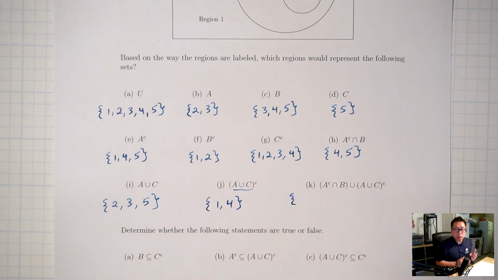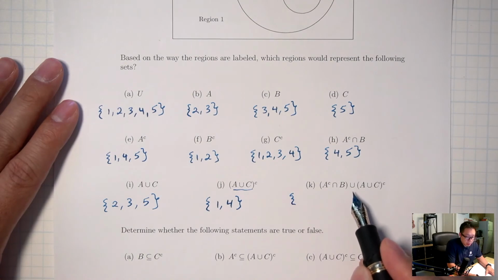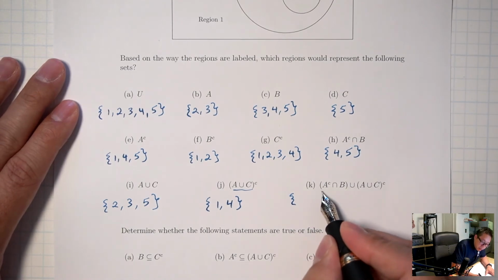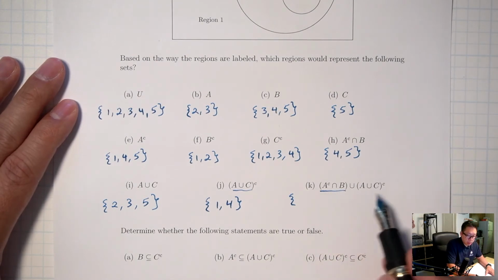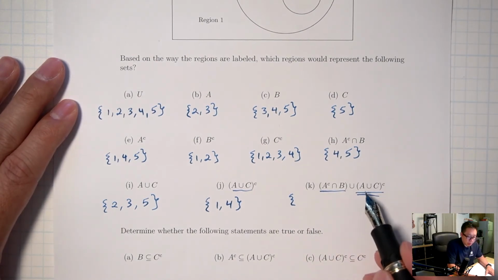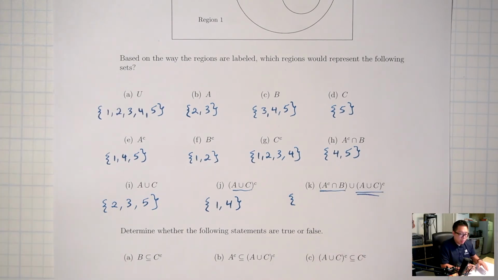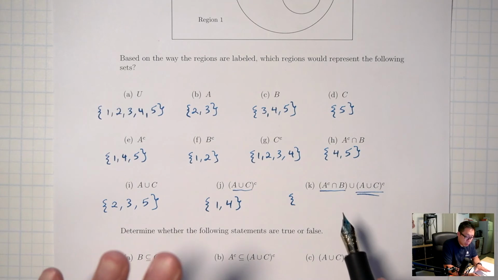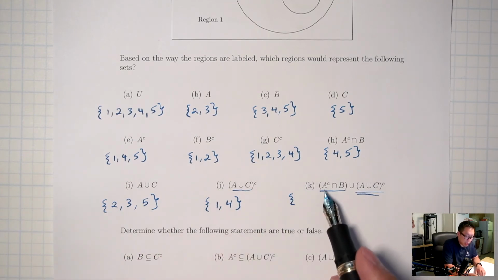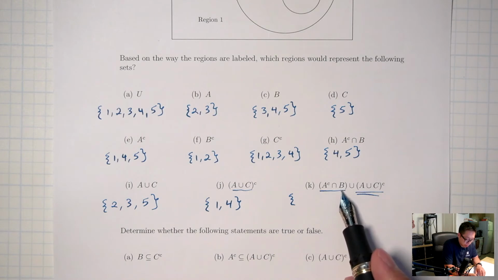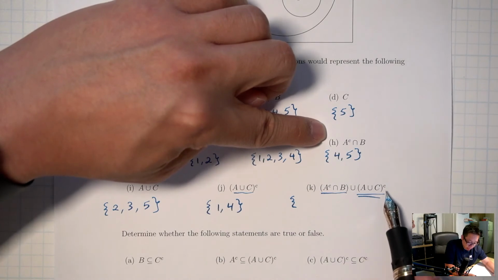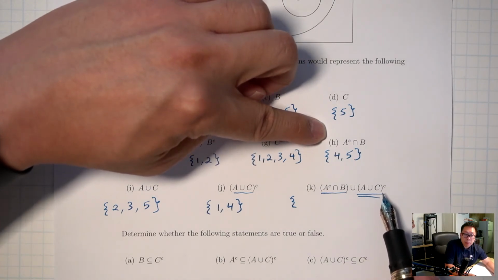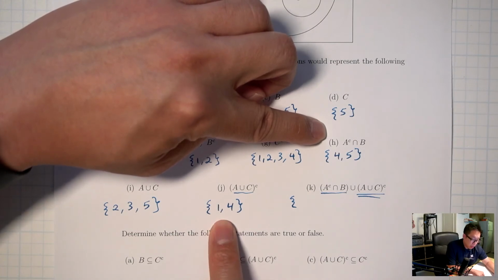And then finally part K here. Okay, looks complicated, but it's not really, because all this is asking you to do is union the thing on the left with the thing on the right. So the thing on the left is A complement intersect B. The set on the right is A union C complement. Okay, so the set on the left you should have already done somewhere above. So where's A complement intersect B? That's part H. And then the set on the right, A union C complement. So where is that? That's part J.